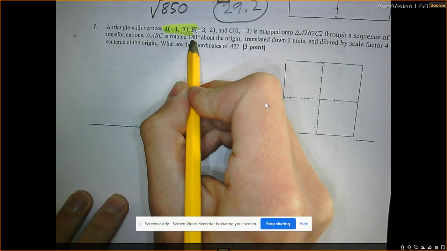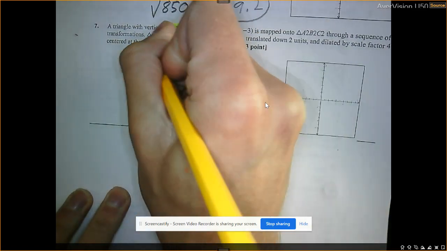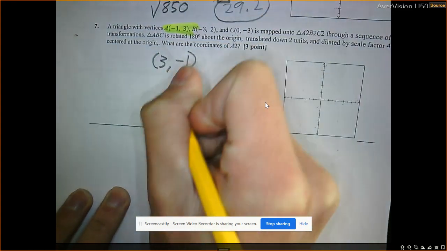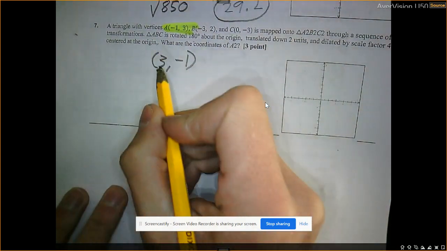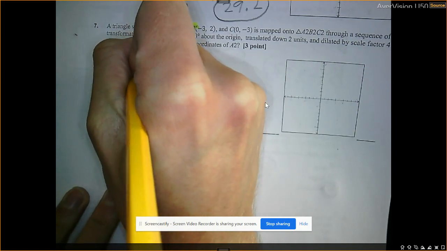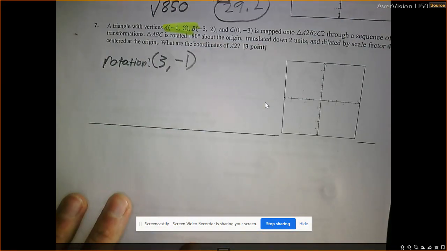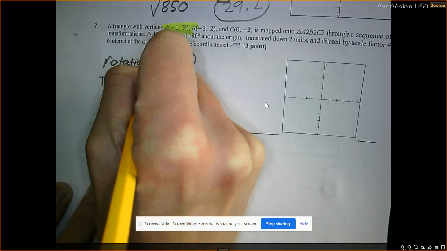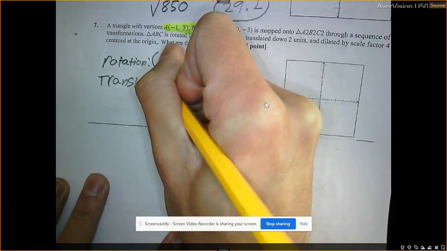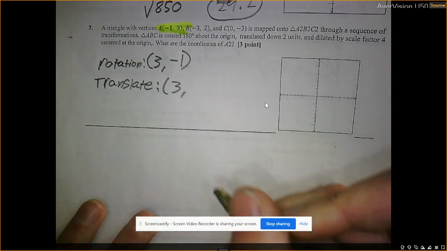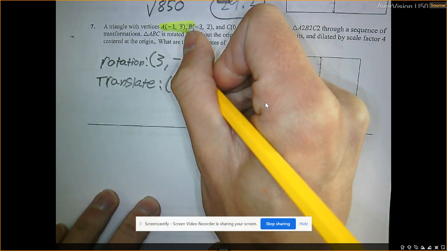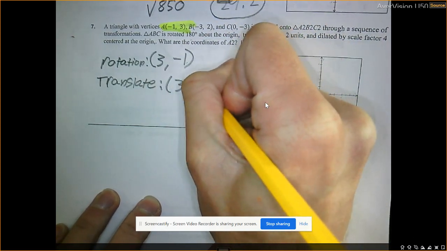If it's being rotated 180 degrees, well, the rule for that is to flip the signs of your x and y. Negative 1, comma 3 became 1, comma negative 3. This is after the rotation. Now, next, I have to translate it down 2 units. So when I translate that down 2 units, my x is still going to stay the same because I'm not moving left or right at all. And then I just need to go down 2 units. Negative 3 minus 2 is going to be negative 5.